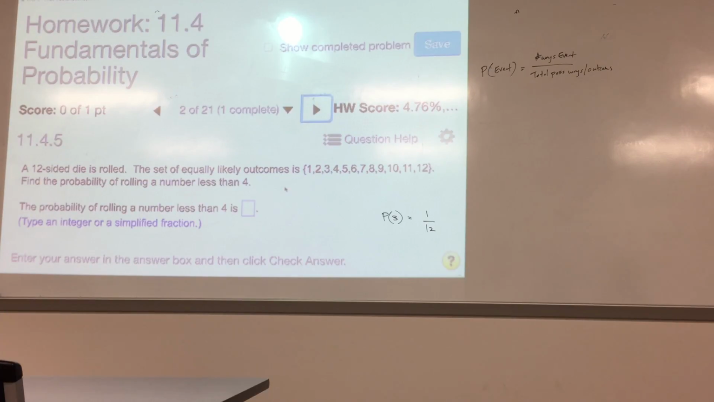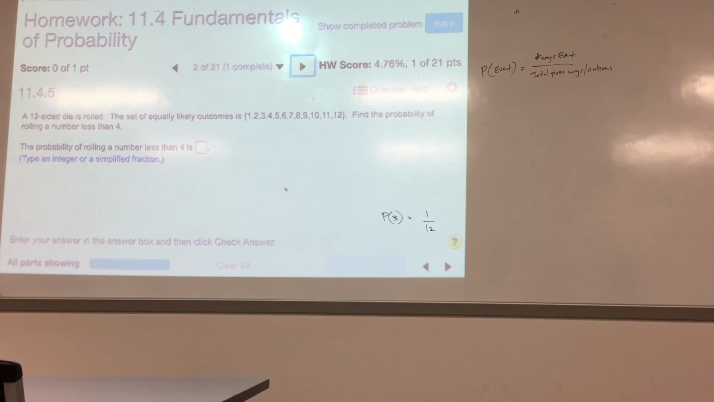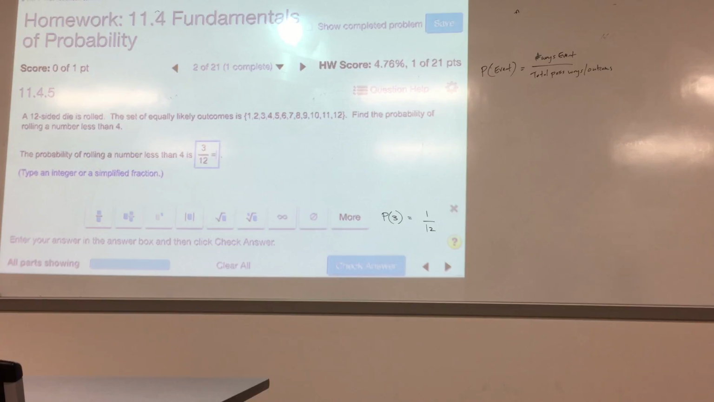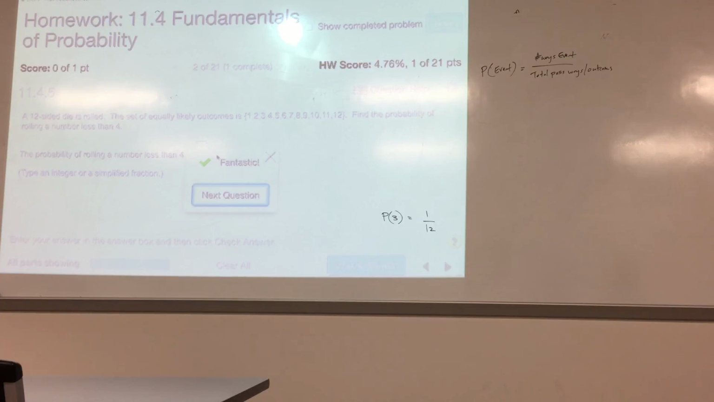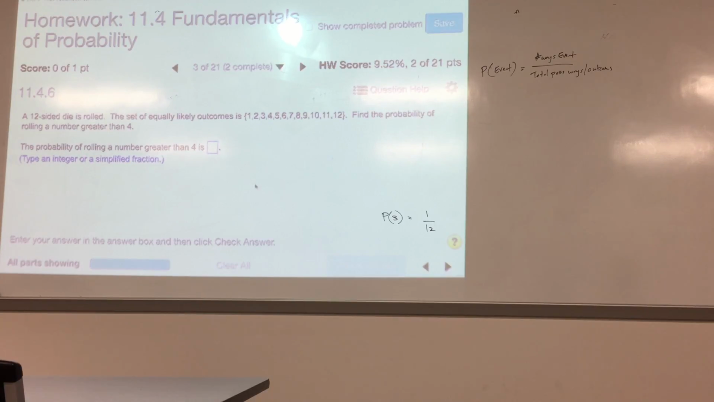A 12-sided die is rolled. The set of equally likely outcomes is 1 through 12. Find the probability of rolling a number less than 4. Less than 4. Does that mean we include 4? No. It means we include 1, 2, 3, but since it's less than, not less than or equal to, it means how many ways can we roll a number less than 4? 3 out of 12, or when simplified, 1/4. 1 out of 4. Does that make sense, guys? So I'm going to take this away. That's 1/4. Everybody got that? Okay, pretty basic. Let's keep going.